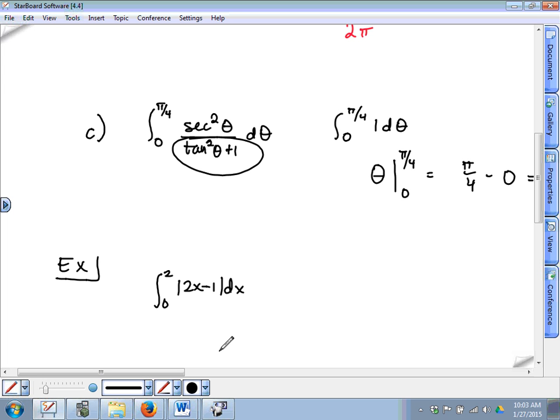For example, okay, this is an absolute value, you guys. This one's a little bit different. This is an absolute value. It's not a 12.